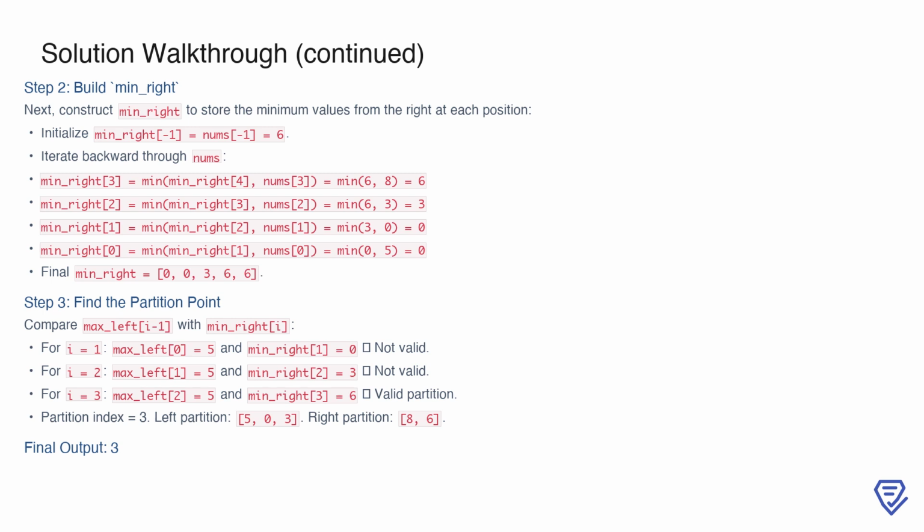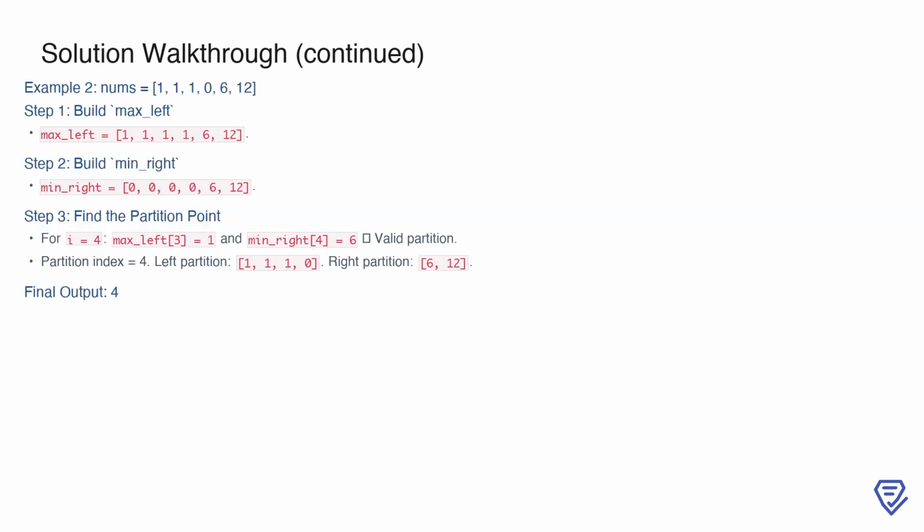This means the left partition is 5, 0, 3, and the right partition is 8, 6. The size of the left partition is 3, so the output is 3. Let's explore another example, where nums equals 1, 1, 1, 0, 6, 12.